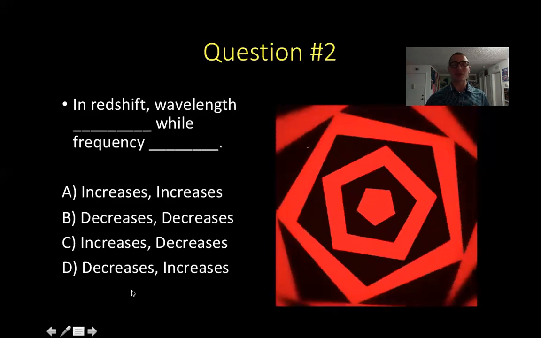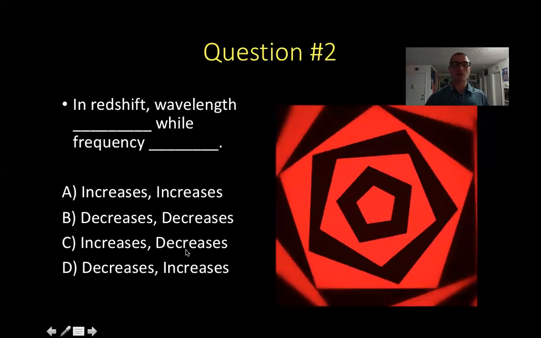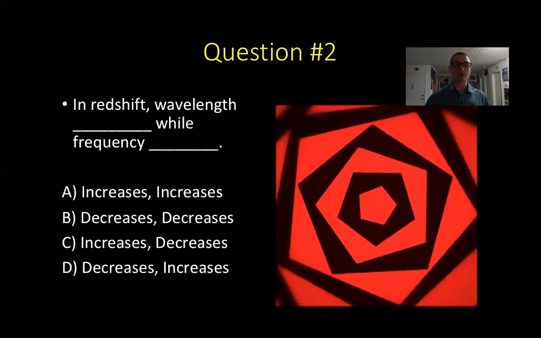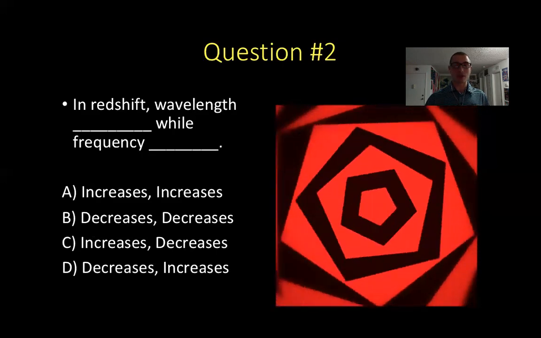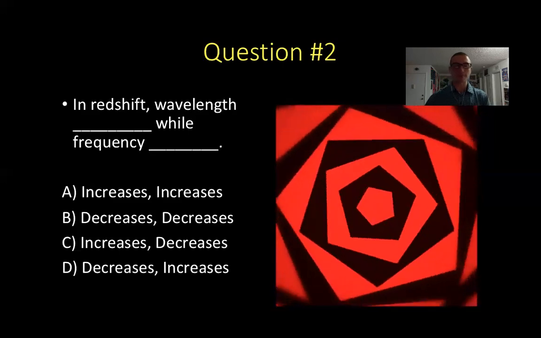In redshift, wavelength increases while frequency of those waves decreases, okay? Because they're more spread out, they're less frequent, right?